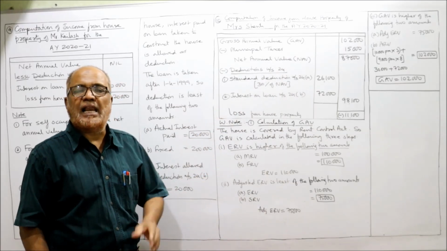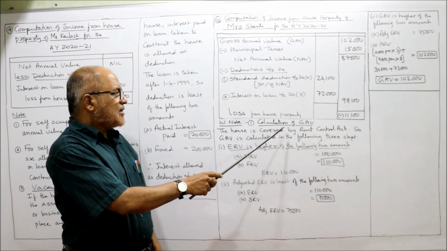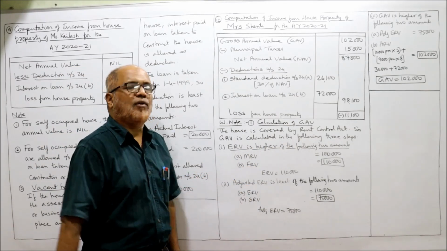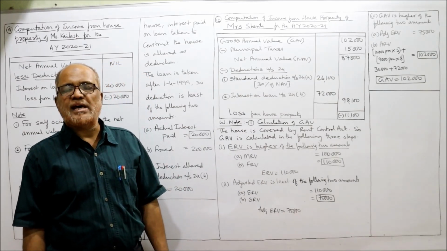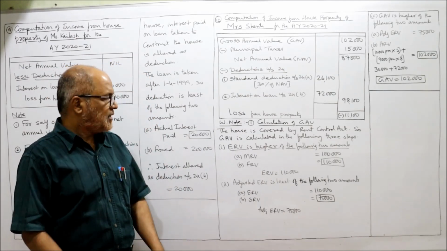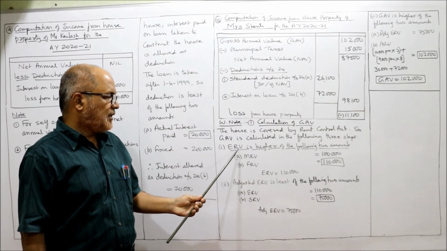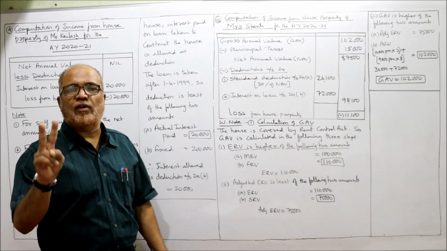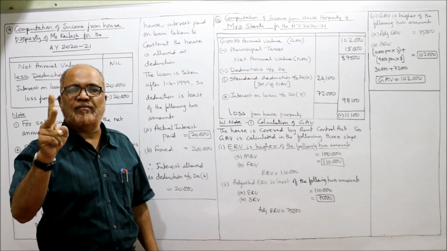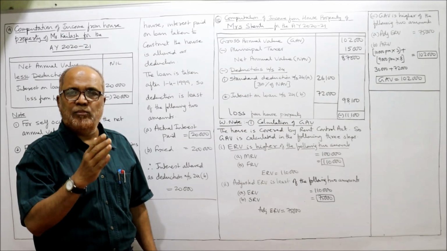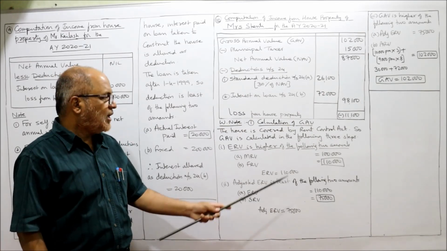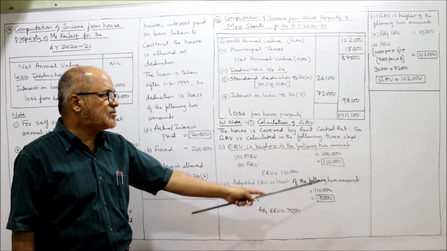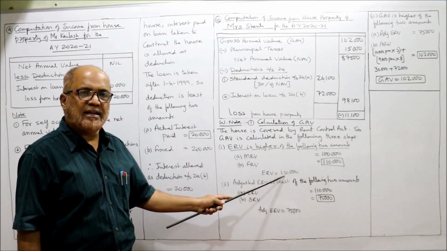Now in working note we calculate the GAV. Calculation of GAV. The house is covered by the Rent Control Act, so GAV is calculated in the following 3 steps. The gross annual value will be calculated in 3 steps. The first step, ERV, expected rental value. ERV is the higher of the following 2 amounts: MRV, FRV, always. So MRV, municipal rental value; FRV, fair rental value. Given in the problem, 1 lakh rupees is MRV, 1,10,000 is the FRV. Higher is 1,10,000. So ERV is 1,10,000.